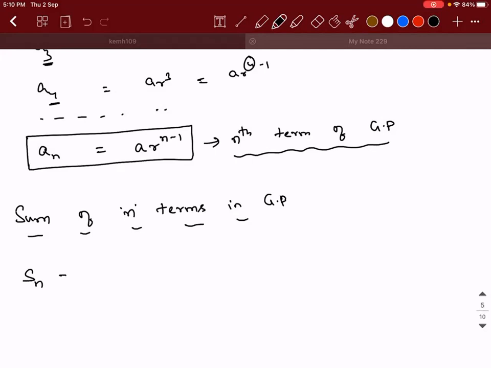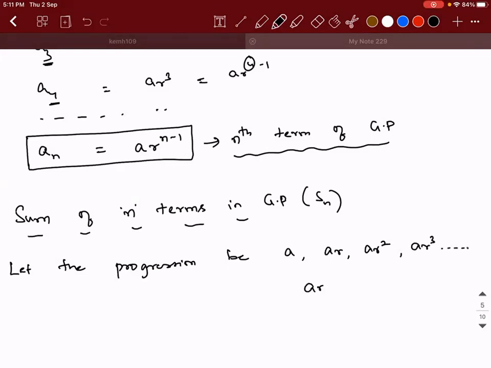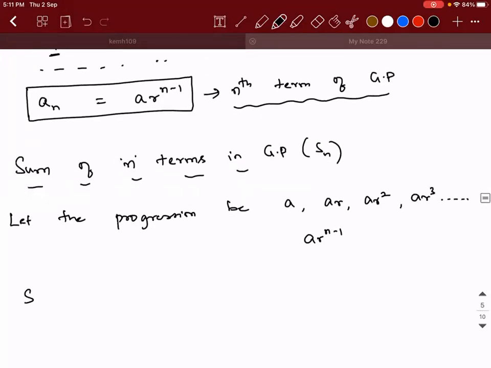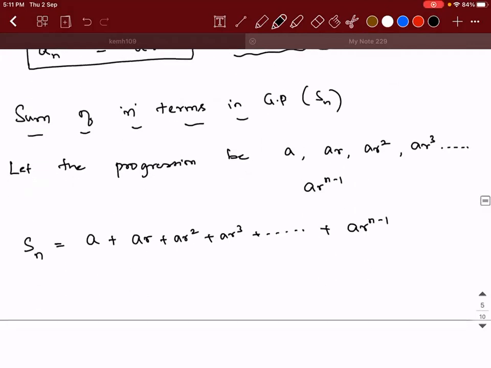So you can write it as Sn is equal to how much? Let the progression be A, AR, AR square, AR cube, so on till AR power n minus 1. Then Sn will be equal to A plus AR plus AR square plus AR cube plus so on till AR power n minus 1.